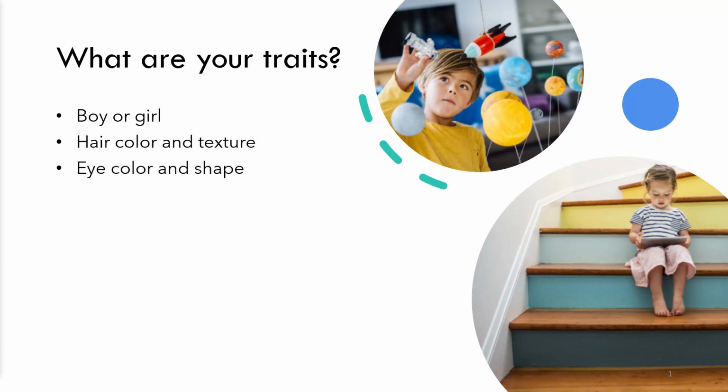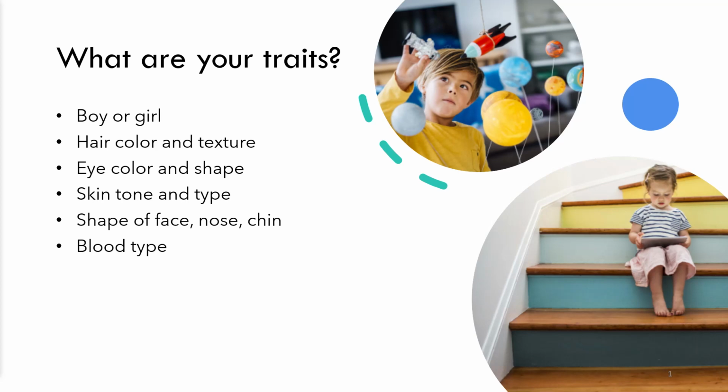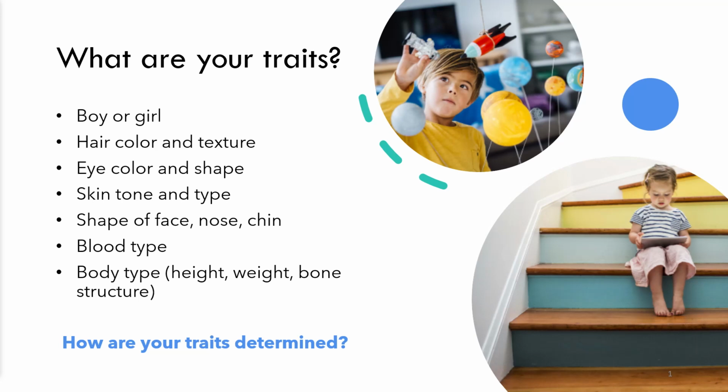Is it thin, thick, or in between? We can also identify the color and shape of your eyes. We can describe your skin tone or shade as well as your skin type. There are also many different shapes of people's faces, noses, and chins. You also have a blood type, of which there are 8 different ones. There can also be a lot to say about your body type, like your height, weight, and bone structure. You have a unique combination of all of these different traits and more that make you look different from everyone else. But how are your traits determined?